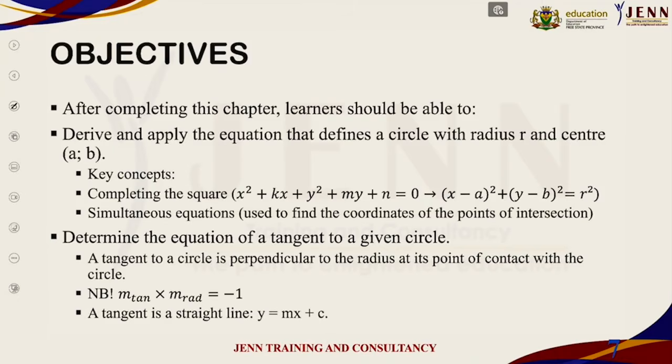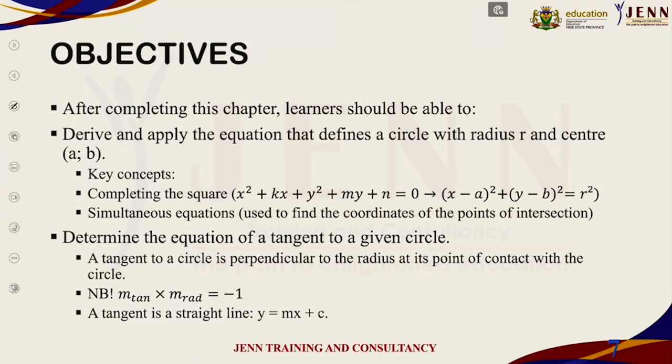Okay. What are our objectives with the grade 12 analytical geometry? Bullet 1. After completing this chapter, you learners should be able to derive and apply the equation that defines a circle with radius r and center (a, b). What will be a and b? That will be the coordinates of the center. Then the key concepts.